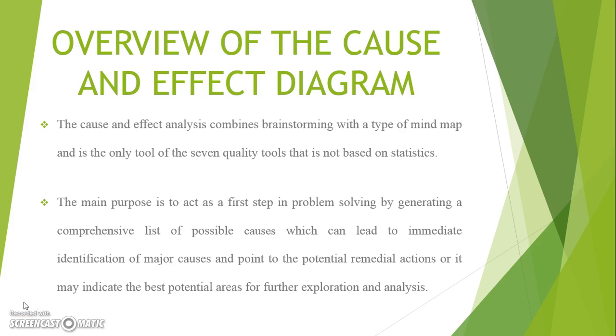When you have a serious problem, it is important to explore all of the things that cause it before you start to think about a solution. That way, you can solve the problem completely at the first attempt instead of addressing just a portion of the issue and risking the problem reoccurring. The cause and effect analysis combines brainstorming with a type of mind map and is the only tool of the 7 quality tools that is not based on statistics.